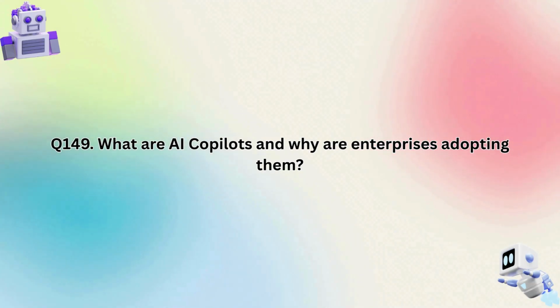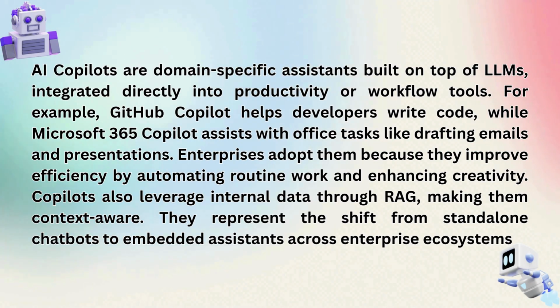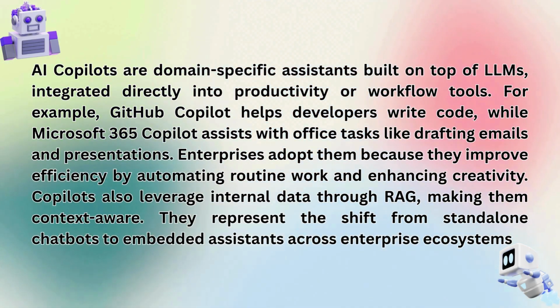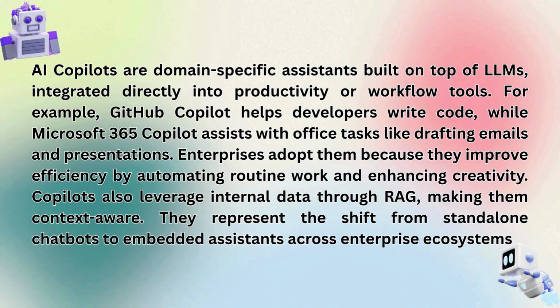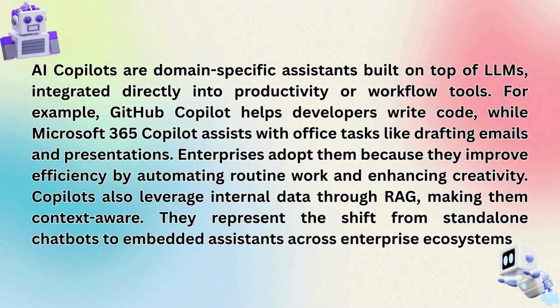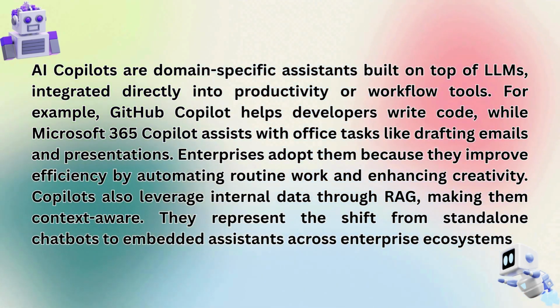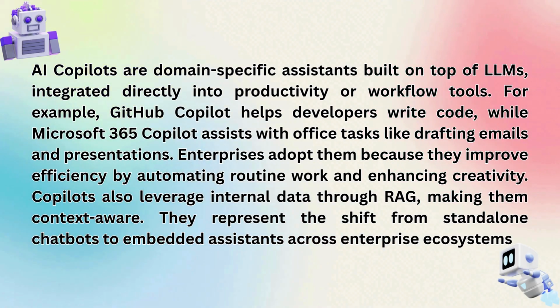What are AI copilots and why are enterprises adopting them? AI copilots are domain-specific assistants built on top of LLMs, integrated directly into productivity or workflow tools. For example, GitHub Copilot helps developers write code, while Microsoft 365 Copilot assists with office tasks like drafting emails and presentations. Enterprises adopt them because they improve efficiency by automating routine work and enhancing creativity. Copilots also leverage internal data through RAG, making them context-aware. They represent the shift from standalone chatbots to embedded assistants across enterprise ecosystems.